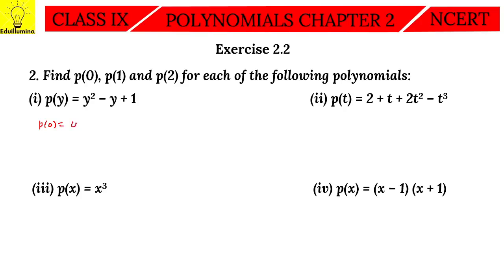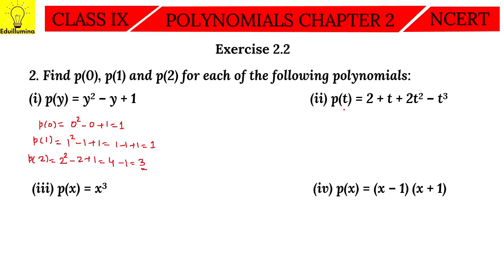So putting y equal to 0, 0 square minus 0 plus 1, which is equal to 1. Then second is p of 1. So putting y equal to 1, so 1 square minus 1 plus 1, which is again 1 minus 1 plus 1, which is equal to 1. And next is p of 2. 2 square minus 2 plus 1. 2 square is 4 and minus 2 plus 1 is minus 1. 4 minus 1 is 3.